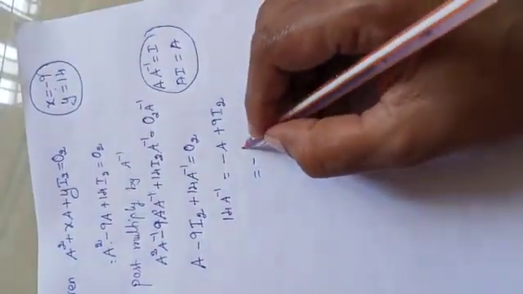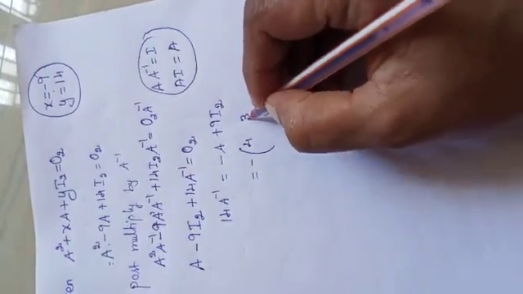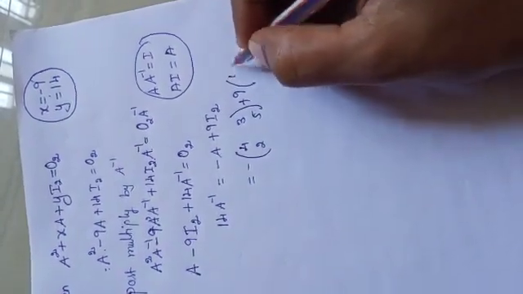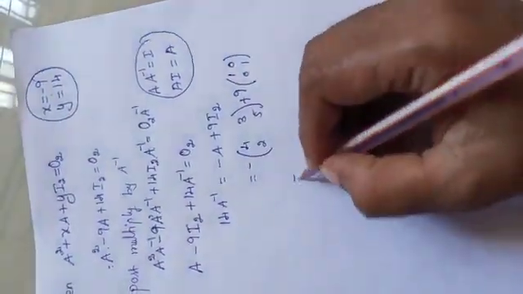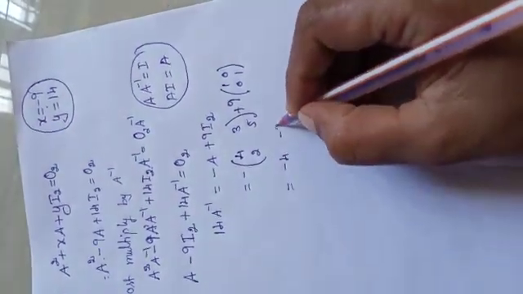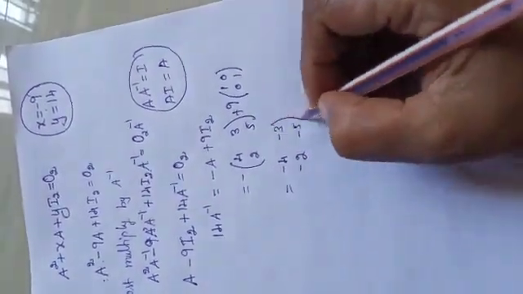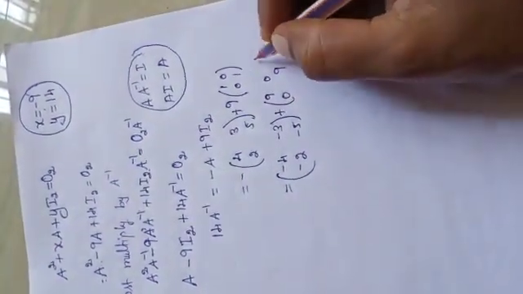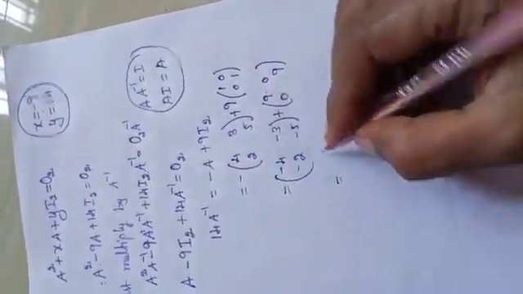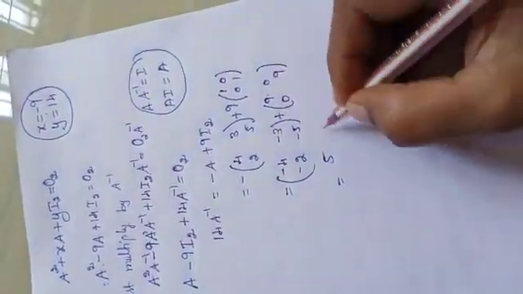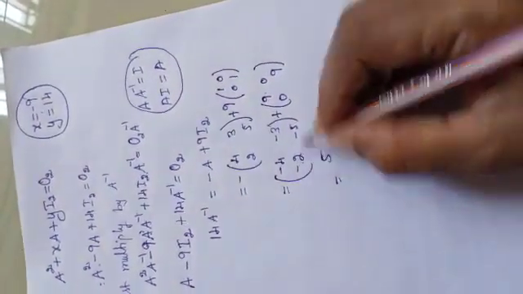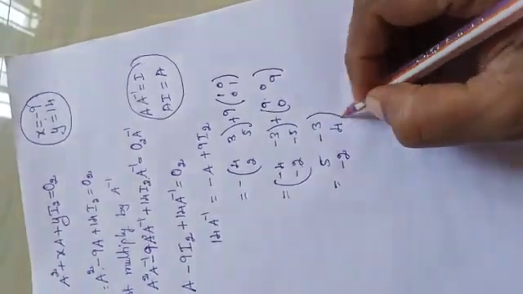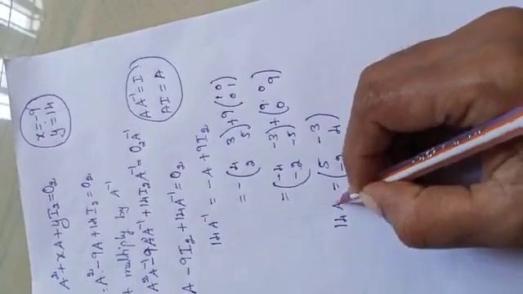Minus A, the value of A, what is A given? 4, 3, 2, 5 plus 9 into I2, 1, 0, 0, 1. See, minus 4, minus 3, minus 2, minus 5 plus 9, 0, 0, 9. Now minus 4 plus 9, 5, minus 3 plus 3, minus 2 plus 0, minus 2, minus 5 plus 9, what is that? 4. Actually this is 14 into A inverse.